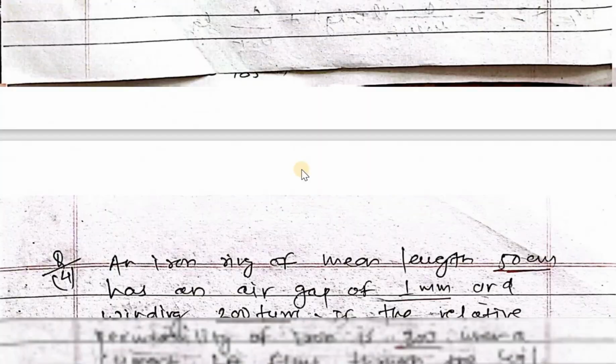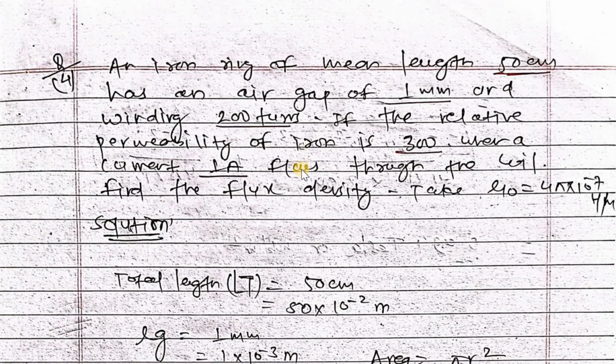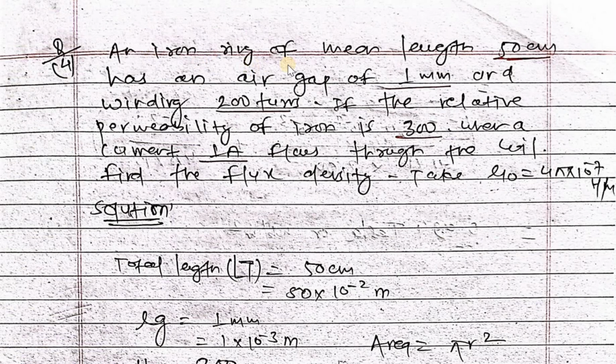And similarly, the next problem: an iron ring of mean length 50 centimeter has an air gap of 1 mm and winding of 200 turns. If the relative permeability of iron is 300, when a current of 1 ampere flows through the coil, find the flux density. Take mu naught equal to 4 pi into 10 to the power minus 7.